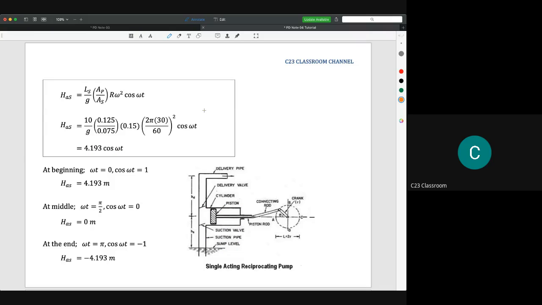So what we need to do at the beginning, we assume that the angle is 0 because the crank arm here is actually at 0. And then cos 0 will give us 1. So we have the head acceleration equal to 4.193. At the middle, we have 0 because the value of cos theta is 0, and at the end, we have negative 4.193 because the cos theta value is minus 1. I hope you can understand this.